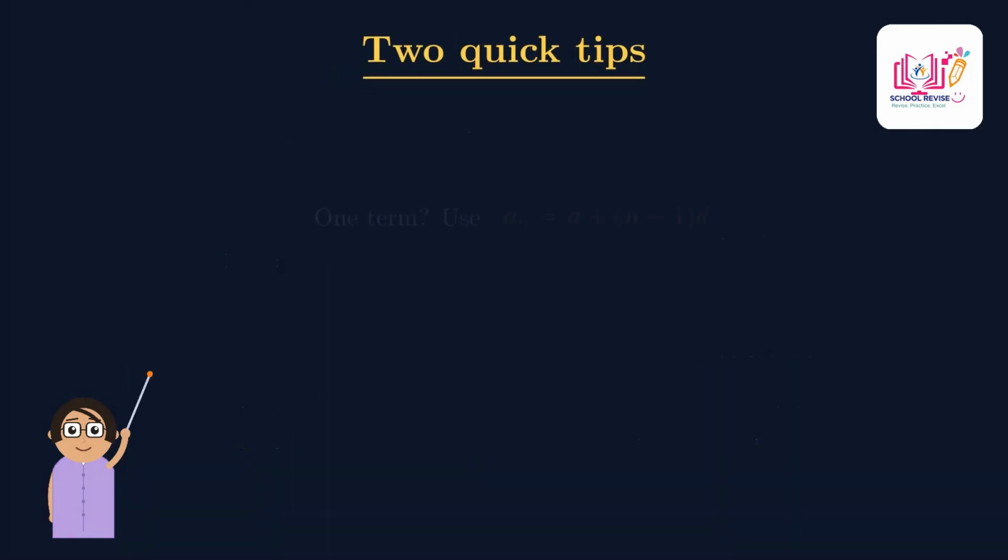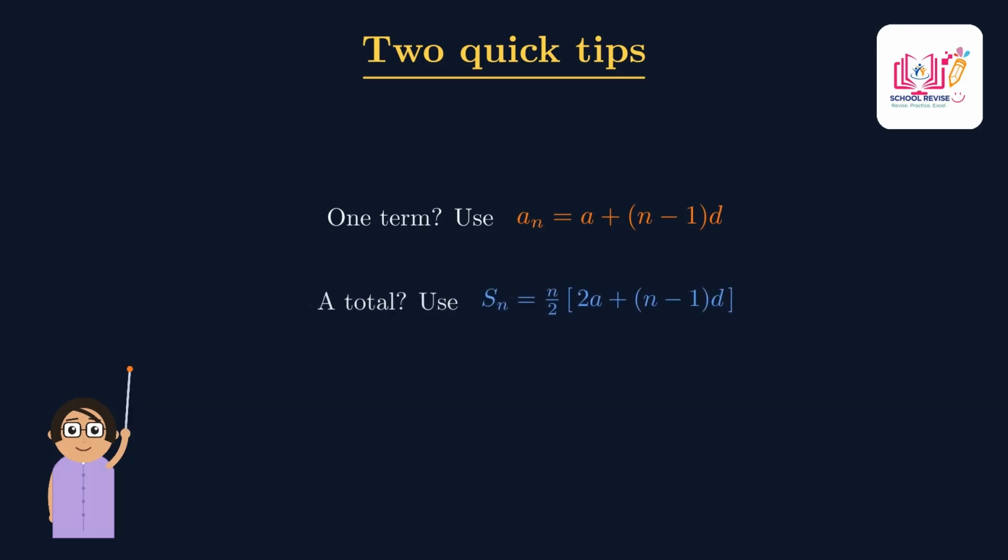Two quick things to keep you safe. When a question asks for one particular term, reach for the nth term formula. When it asks for a total, reach for the sum. And always find D by subtracting a term from the one after it, not the one before. Get those right, and this chapter is yours.